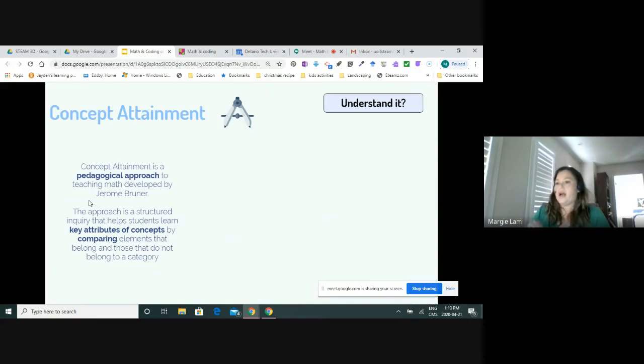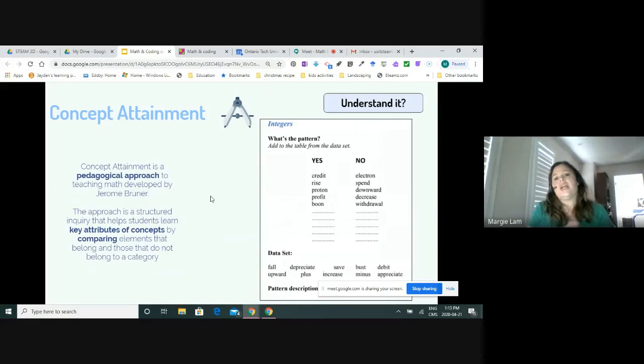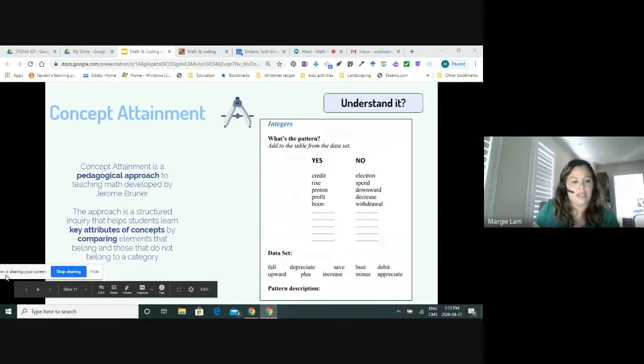And they do this by doing a comparison between the elements that have those attributes and the elements that do not. So I think the best thing is to show you an example. George has used this example to the right, which he calls the pattern. And it's understanding the pattern of data. So going back to the integers example, you could ask, what's the pattern here? And you have a column of yes and a column of no. And then at the bottom, you would have your data set. And I'll move this over so people can see.